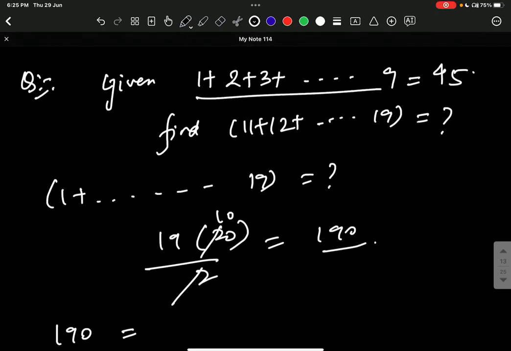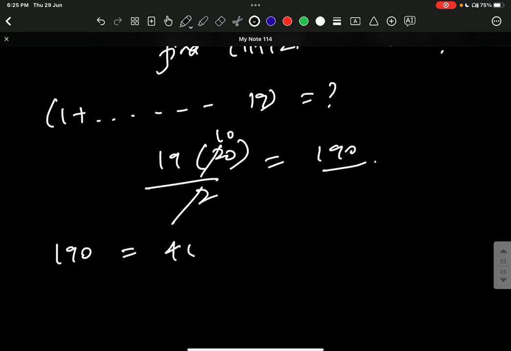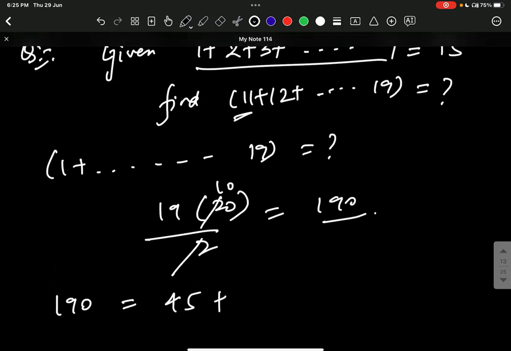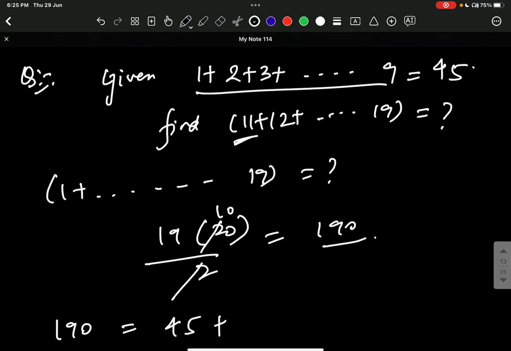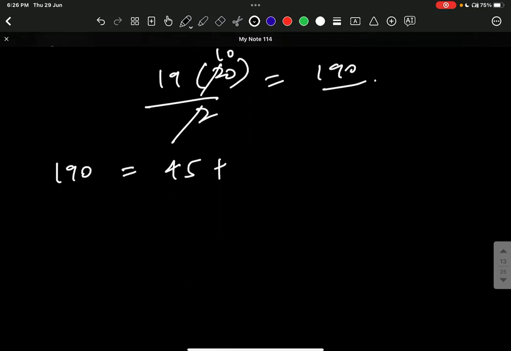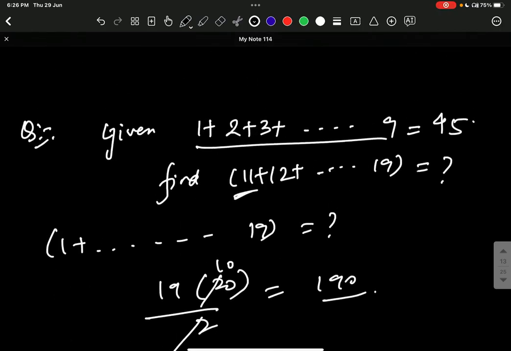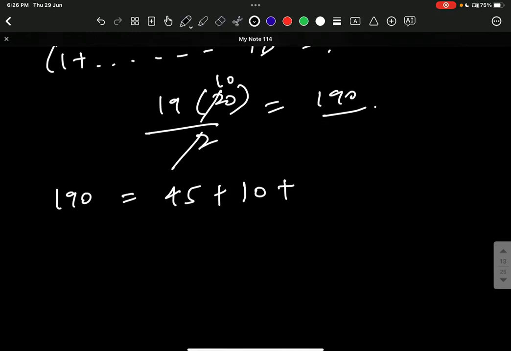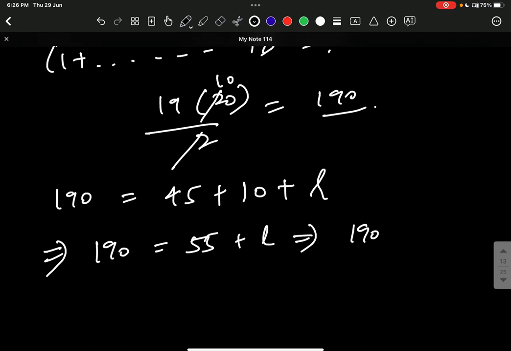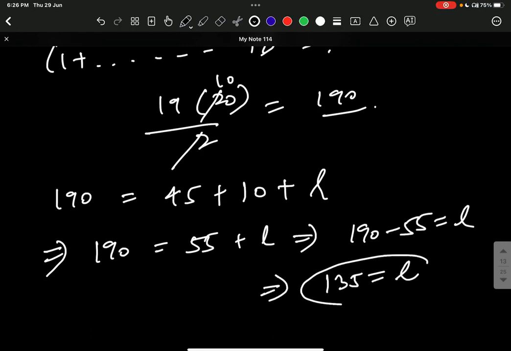19 तक निकालना है तो फर्स्ट 9 का तो हमें गिवन ही है, दैट इज 45, प्लस नेक्स्ट हमें 10 से 19 तक निकालना है। तो व्हाट इज इट? द फॉर्मूला इज a + l, फर्स्ट डिजिट प्लस लास्ट डिजिट। लास्ट डिजिट तो हमें मालूम नहीं है, वही हमें निकालना है, सो लेट मी जस्ट राइट डाउन इट एज l. ओके, सो व्हाट इज इट? 190 is equals to 55 plus L, which implies 190 minus 55 is equals to L, which implies this is 135 is equals to L.